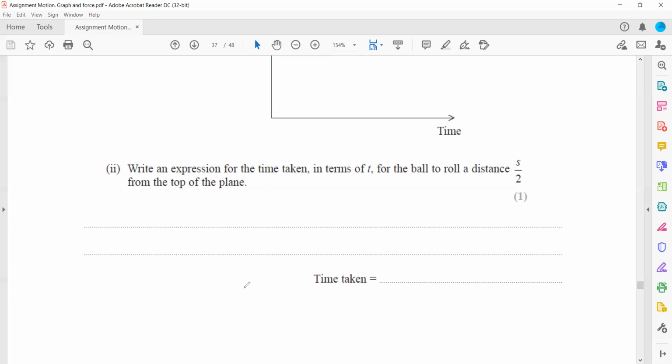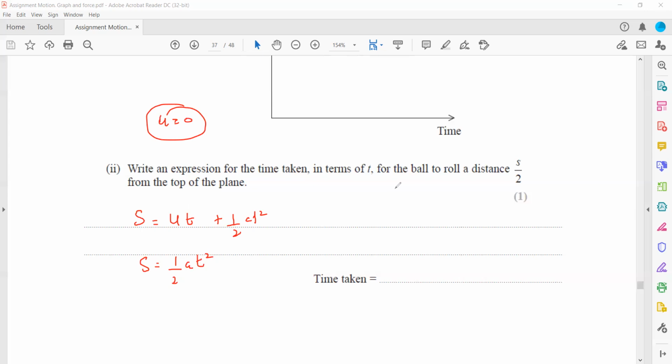So you have the formula s is equal to ut plus half at square. When the object is rolled down, its initial speed is zero. So we can say s is equal to half at square.